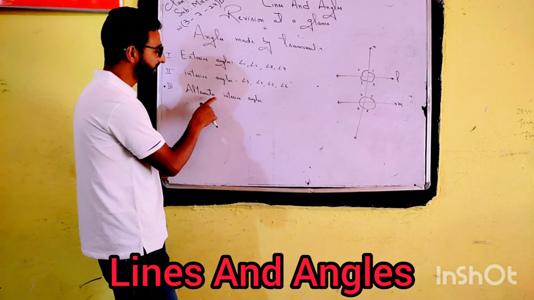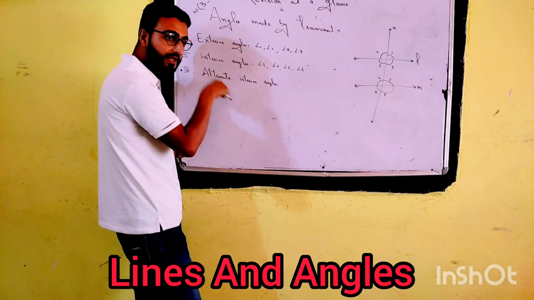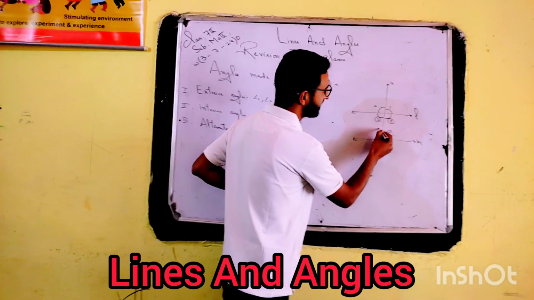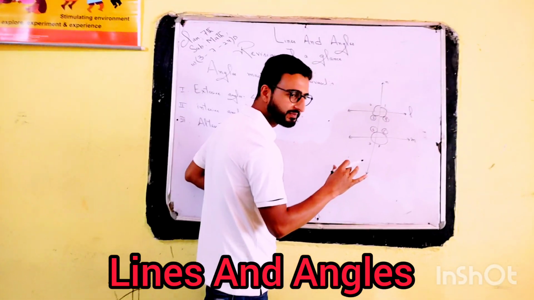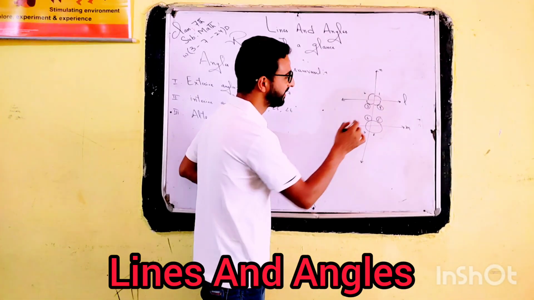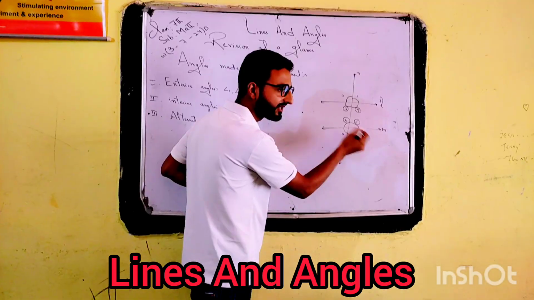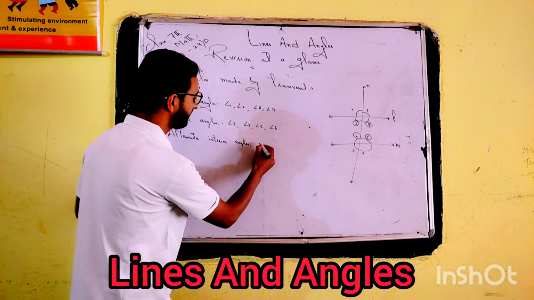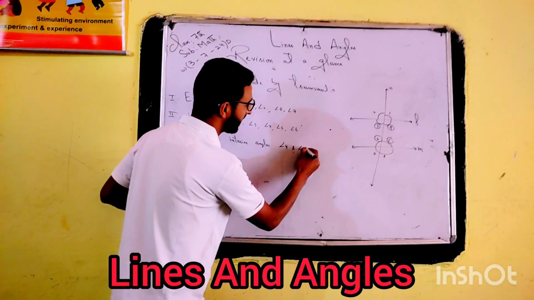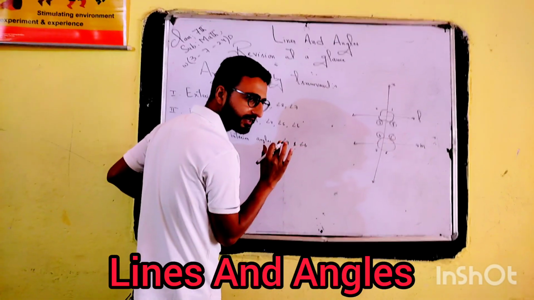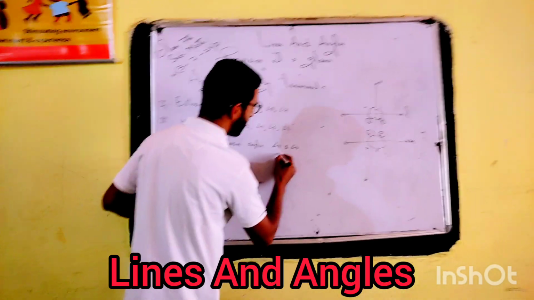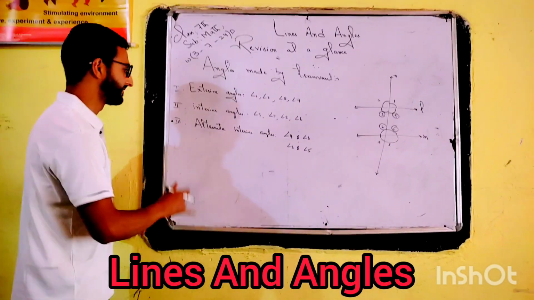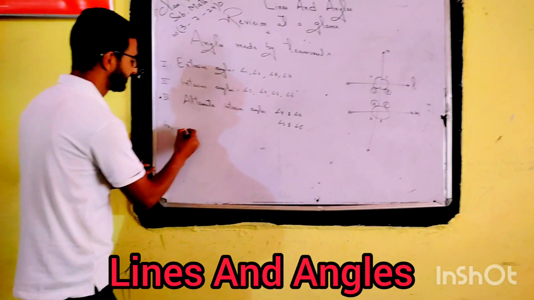Now we have to locate alternate interior angles. Which are the interior angles? 3, 4, 5 and 6. Among these, alternate means one is on the right side and another is on the left side of the transversal. For example, angle 4 and angle 6 are alternate interior angles, and angle 3 and angle 5 are also alternate interior angles.